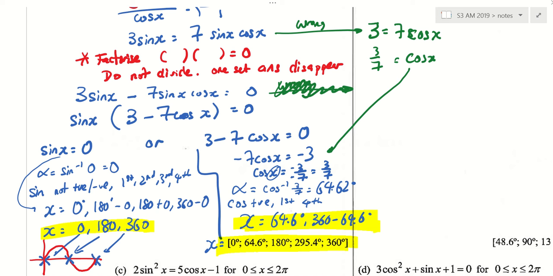So you must never divide both sides by a sine, cosine, or tangent. Never. Instead, use the F word. Factorize. Factorize out. Then you will never go wrong. Once you divide, answers are missing. Clear? Can you do B by yourself now? I give you 3 minutes and then I go through. If you don't talk, I think can do. Everyone try B now.